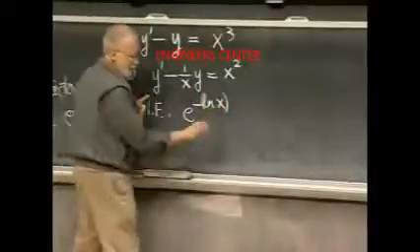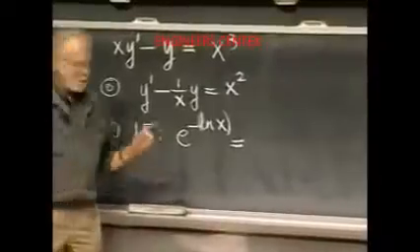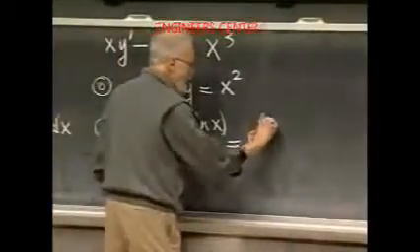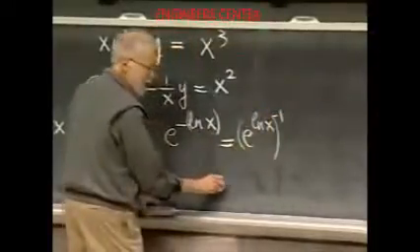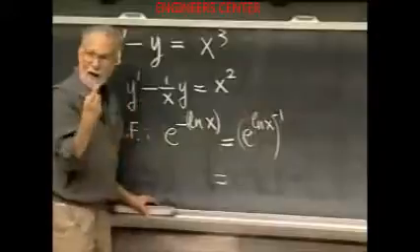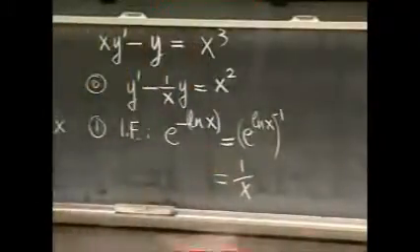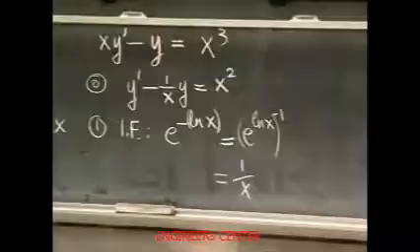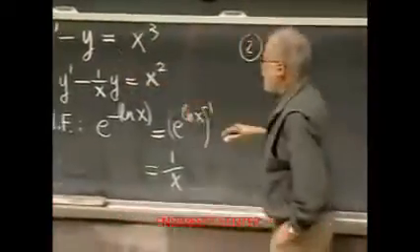Now in real life, that's not the way to leave that. What is e to the negative log x? Well, think of it as e to the log x to the minus 1. Or in other words, e to the log x is x, so it's x to the minus 1, so it's 1 over x. So the integrating factor is 1 over x. Okay? Multiply both sides by the integrating factor.